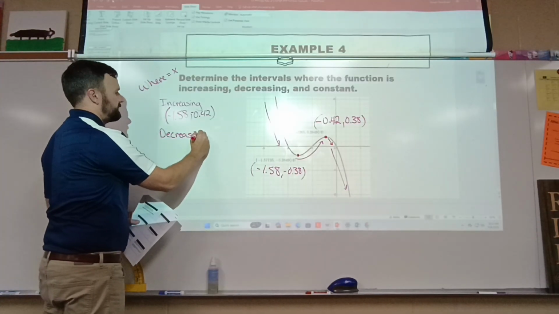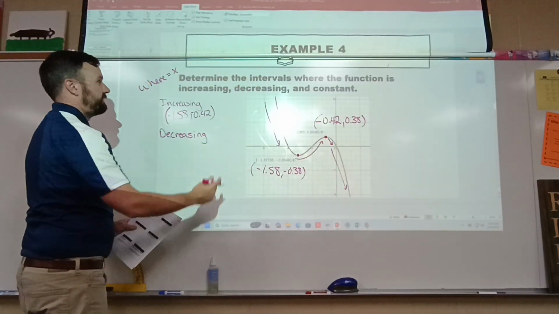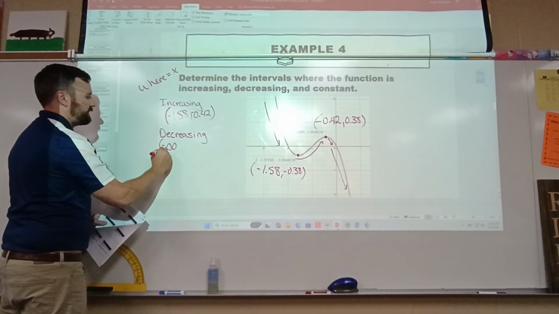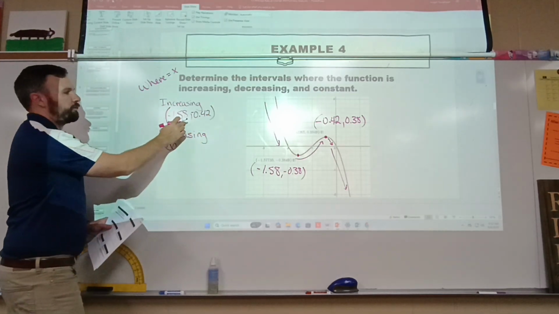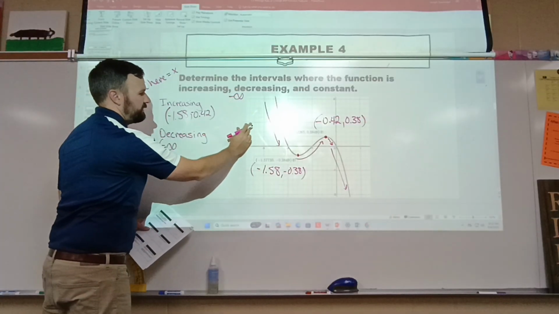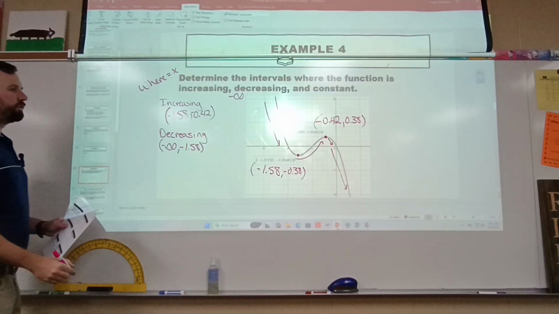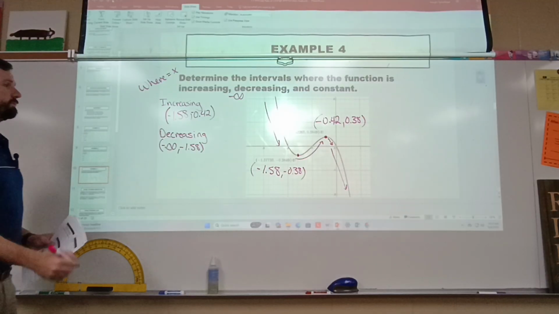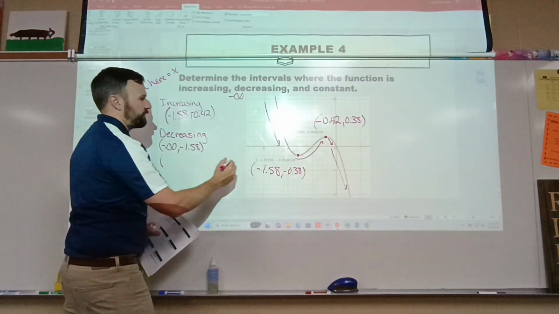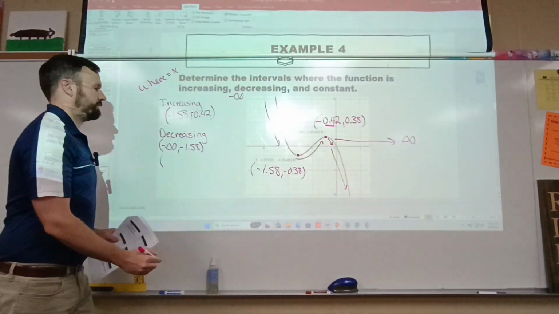So where am I decreasing? Well, how far does this graph go to the left? Forever, right? This domain is all reals. So I'm decreasing from negative infinity. This is where interval notation really wins because I'm just listing my x's as between. So over here is negative infinity until I hit that negative 1.58. That's where I'm decreasing. And I'm also decreasing from this point to the right, right?